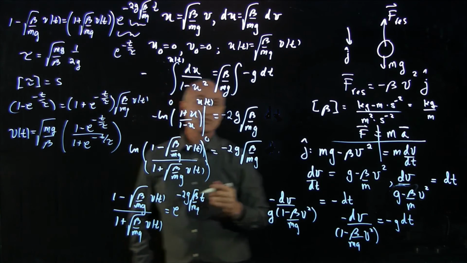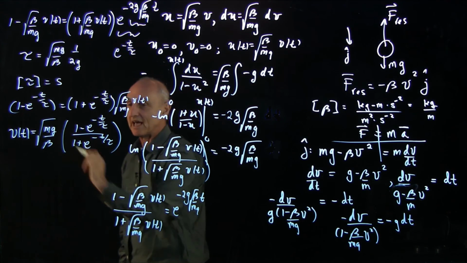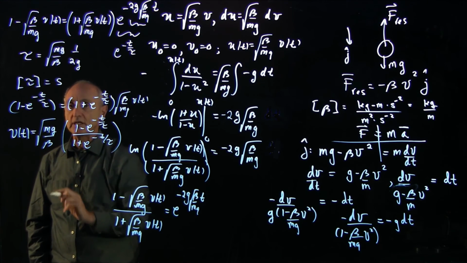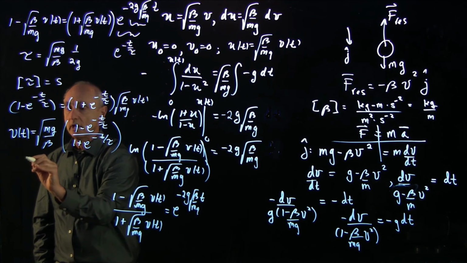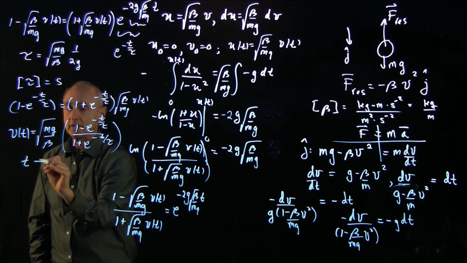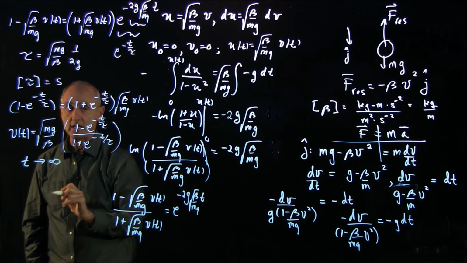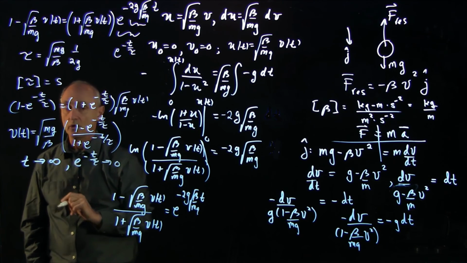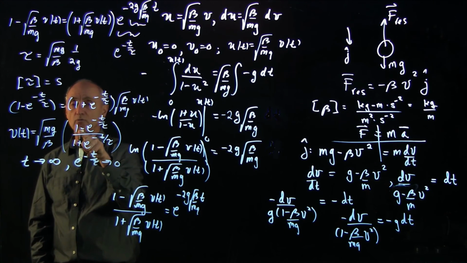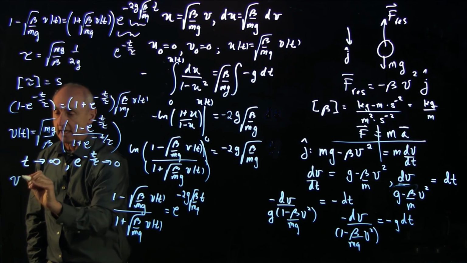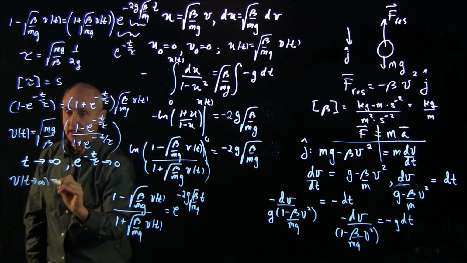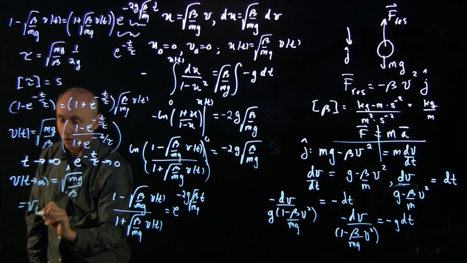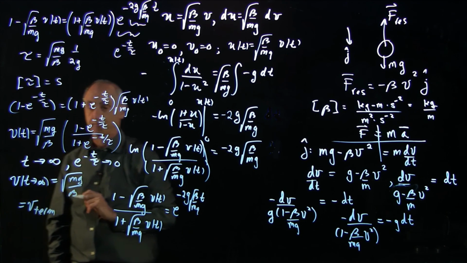Well, it's not a simple solution at all. But let's examine it. When you have a case like this, again, it would be a nice exercise to graph this out. But right now, we're going to consider the limit as t goes to infinity. And remember that e to the minus t over tau goes to 0 when t goes to infinity. So we just have 1 over 1. And what we get as t goes to infinity is the quantity square root of mg over beta. And this is what we call the terminal velocity.